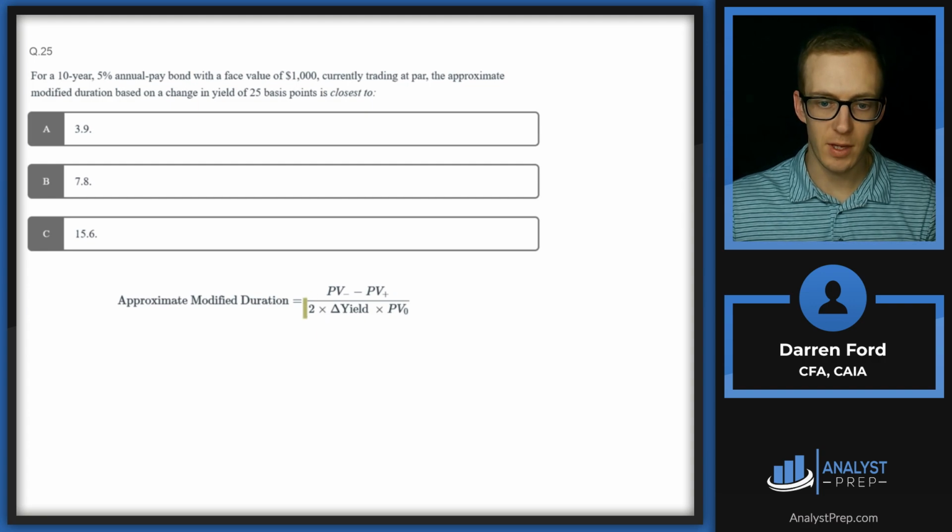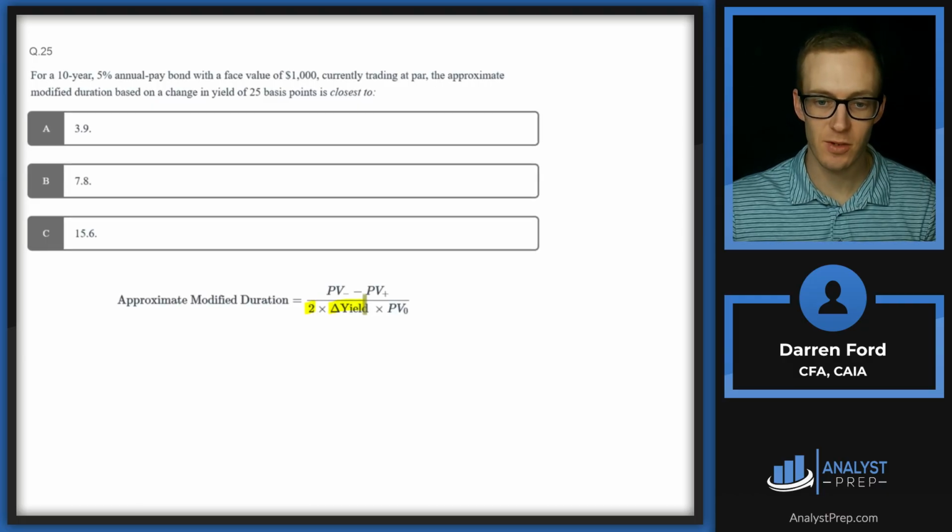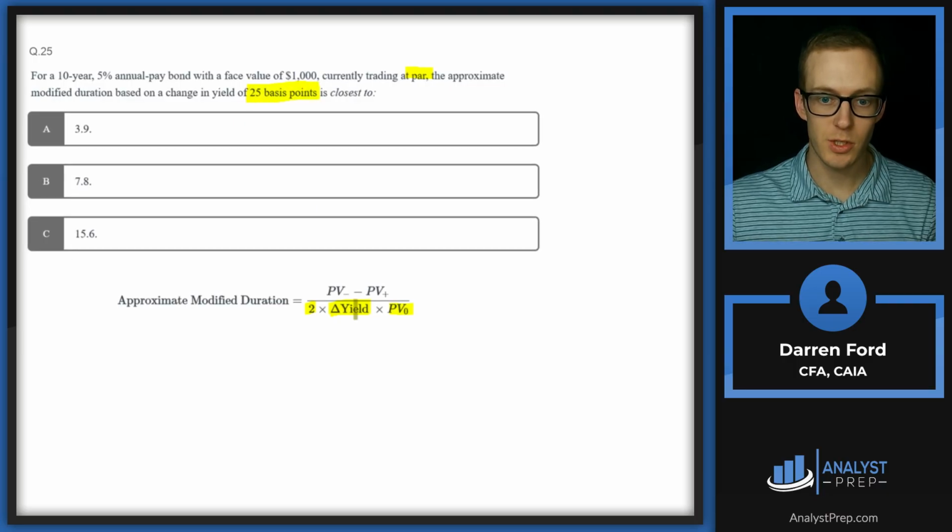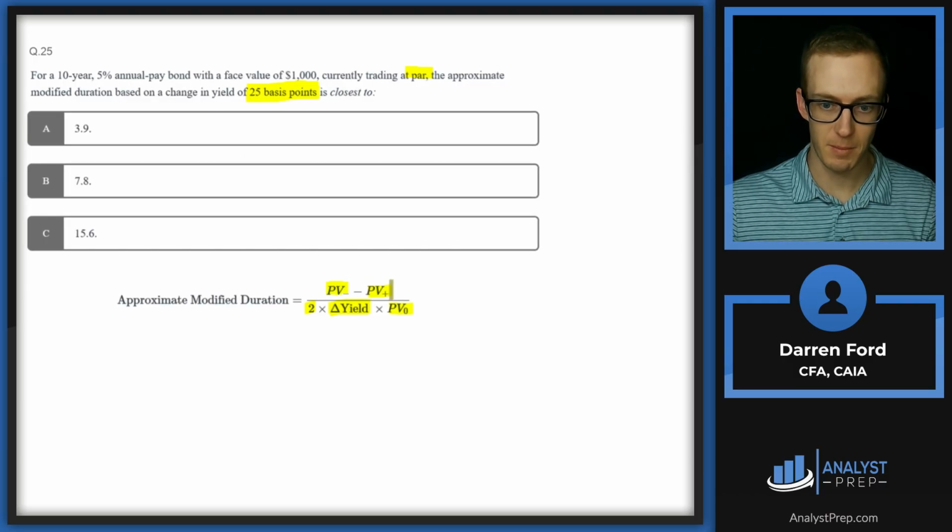So off the bat, that's just given in the formula. And we're given the change in yield and the current present value. So we're currently trading at par, so this value would be 1,000, and our change in yield is going to be this 25 basis points. So the two unknowns here are PV minus and PV plus.